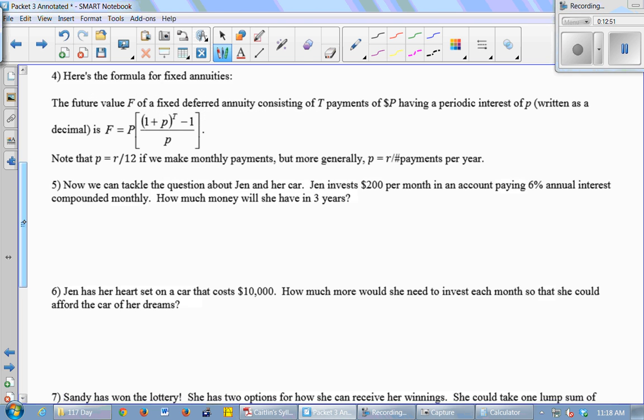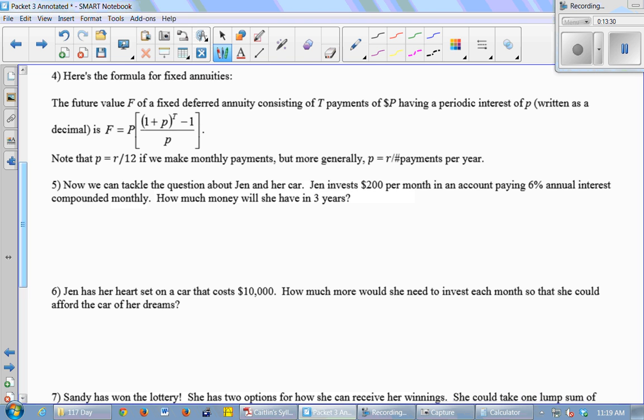So here's the formula for a fixed annuity. F stands for future value, and capital P stands for how much money per month, right? How much money per month. And little p is your periodic interest rate. In general, if you're going to make monthly payments, it's going to be your interest rate over 12, right? But in a more general sense, your periodic interest rate is your interest rate divided by how many payments per year. So most frequently, it's going to be R over 12. Sometimes it'll be R over something else.